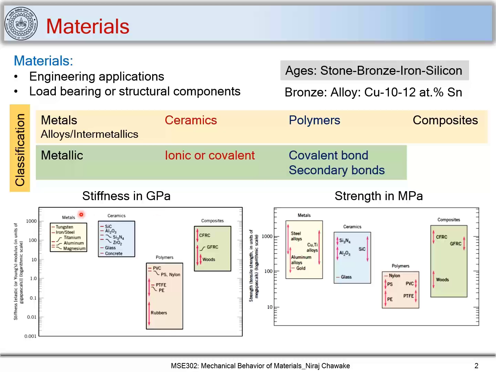I have put different properties such as stiffness in gigapascal and strength in megapascal. You can see that metals and ceramics in this map show a higher value of stiffness as compared to polymers, and metals and ceramics also show higher strength as compared to polymers. And composites: when I use a combination of these three materials, like metals and ceramics, ceramics and polymers, or metals and polymers, I can tune the properties of the composite.